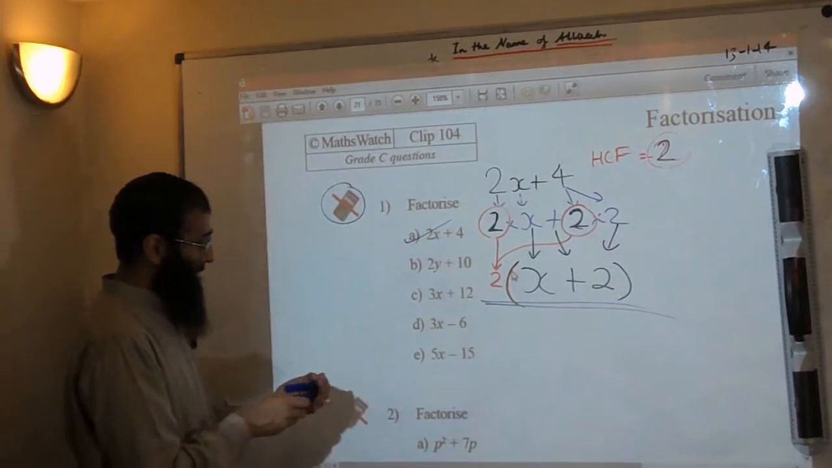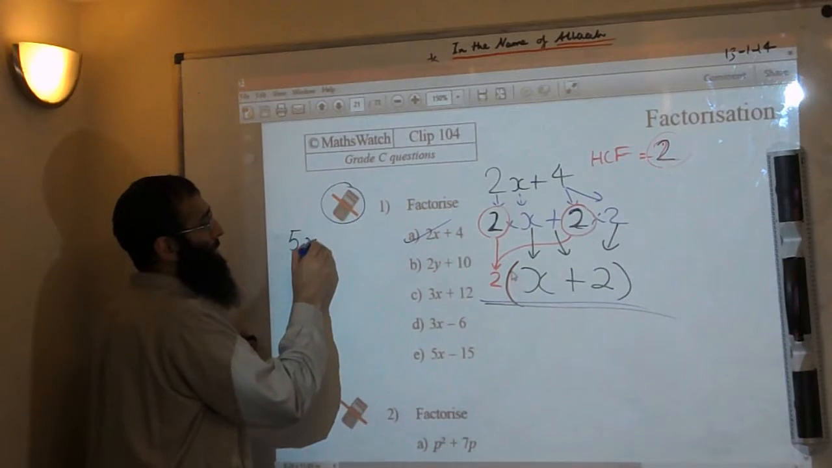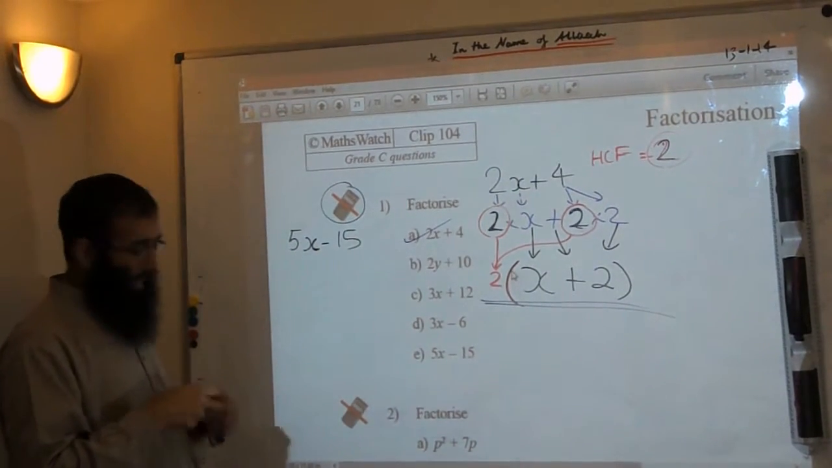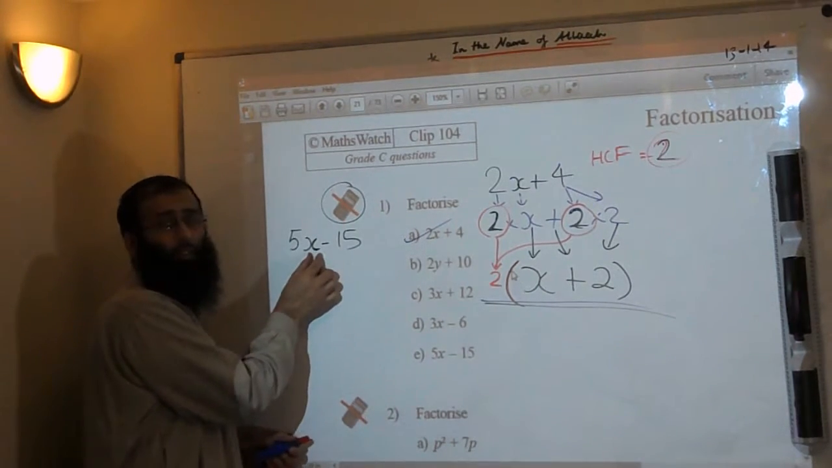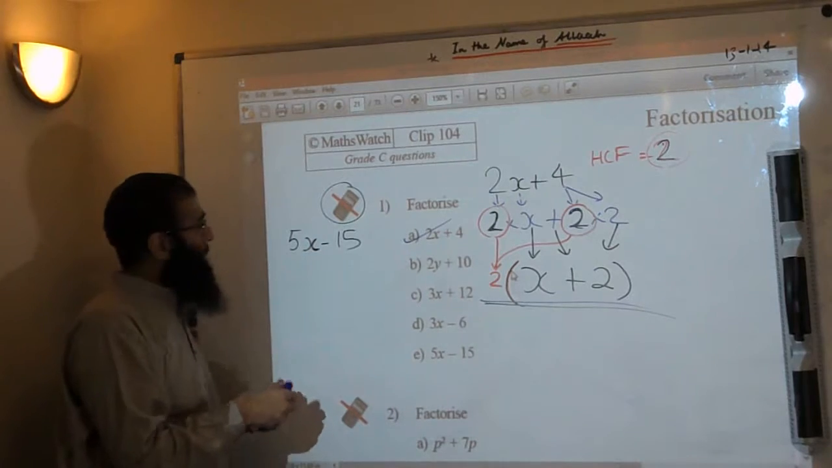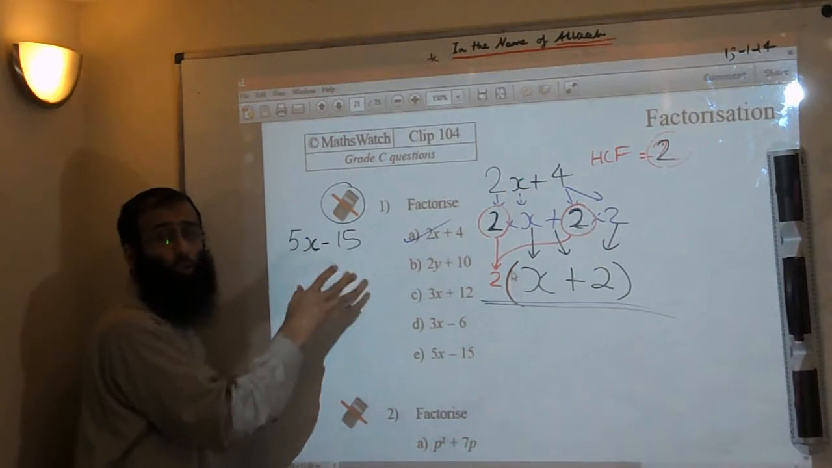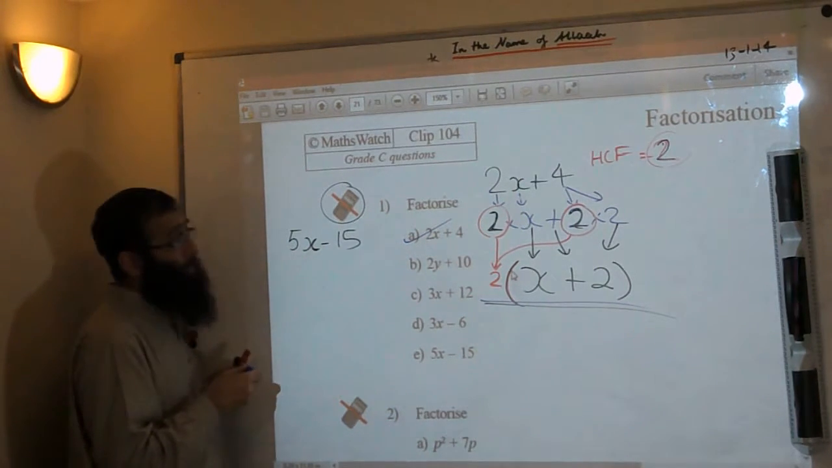We'll do that on this side. So we have 5x minus 15. Okay, now, Hassan, when we're looking at this 5x minus 15, there's only one x here, so the x is not common. But what is common? What do you reckon is common between this part and that part? What do they both share? What do both numbers contain inside it as the highest common factor?